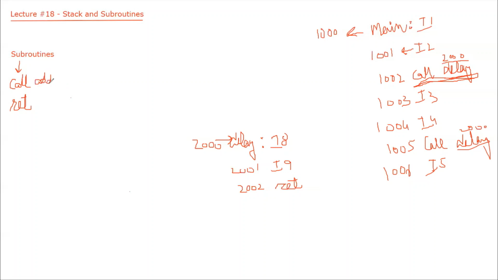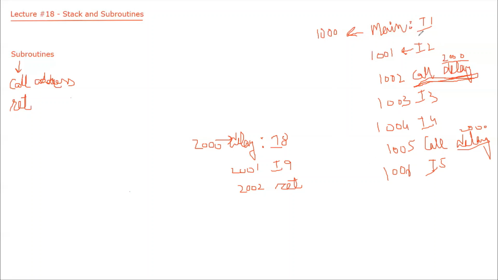Address is of how many bits? It is of 16 bits. And return means that from the location I have been called, I have to move back to that place. So return does not have any argument. Now let's see how this entire program works out.